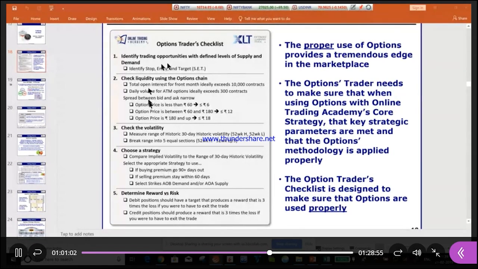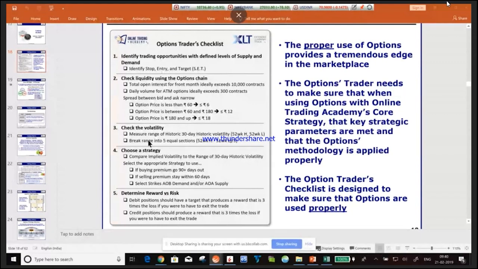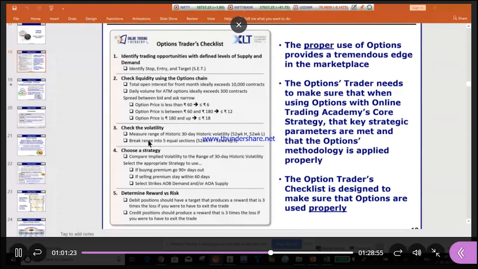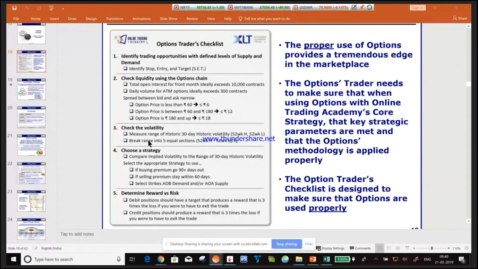Once the liquidity is checked, you will have to check the volatility. So this is core strategy, and this is volatility analysis. Now, how do we do volatility analysis? The IV tool. We have to figure out which zone the IV belongs to. Is volatility in zone 1, zone 2, zone 3, zone 4, or zone 5? That will help us identify the most appropriate options trade for our setup.